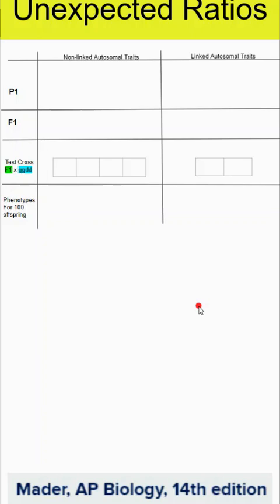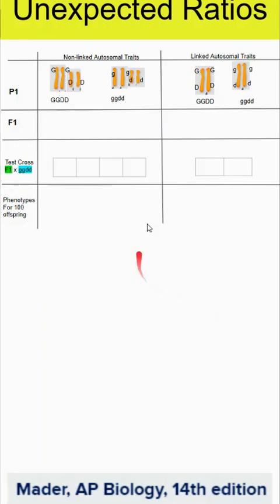Again, sometimes we end up with unexpected ratios. And when the ratios don't turn out the way we expect with Mendelian, we can use chi-square analysis and different things like that to see if they fall within a statistical range of what's expected. But again, this is just another way to visualize what would be happening.